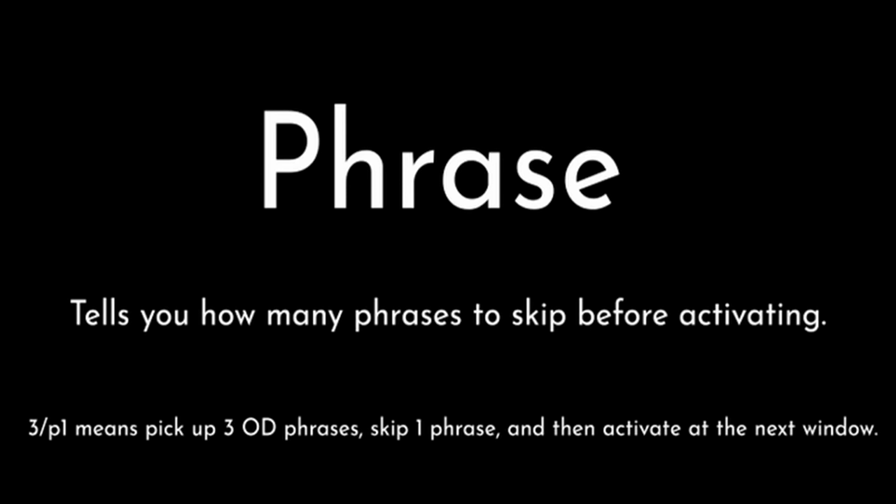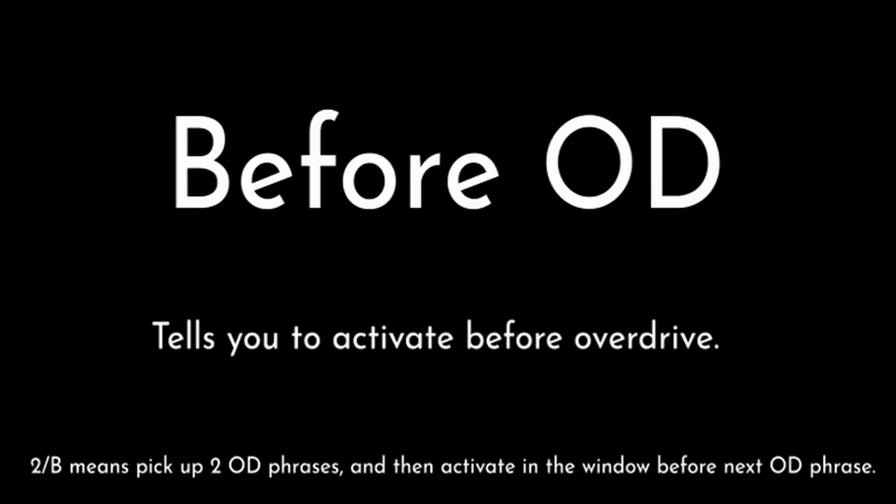Lowercase p means phrase. This tells you how many phrases to skip. Phrases are simply the sections that the song is split into when playing vocals. For example, 3/P1 would mean pick up 3 overdrive phrases, wait 1 phrase, and then activate at the next possible window. B means before overdrive. This means you will simply activate before the next overdrive phrase.